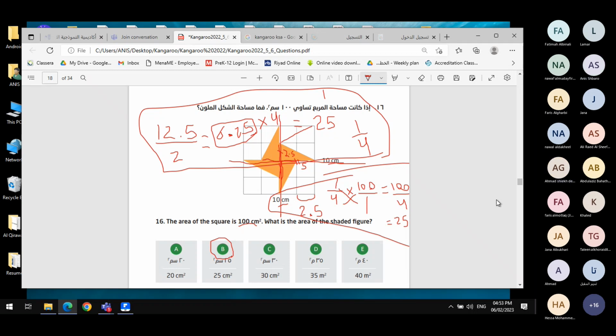Yes, what's your question? My question is, I didn't understand how did we find the area of the triangle?